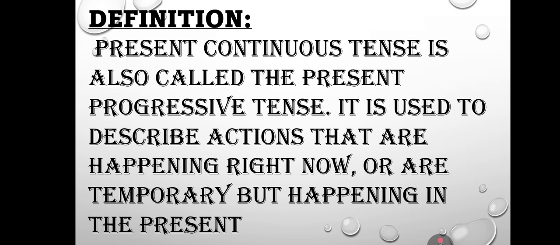If I summarize this whole definition, it simply means that present continuous tenses, also called progressive tenses, are the ones that tell us about actions that continue and are happening right now. They are ongoing actions. They do not have a time limit, but they are temporary and happening in the present.